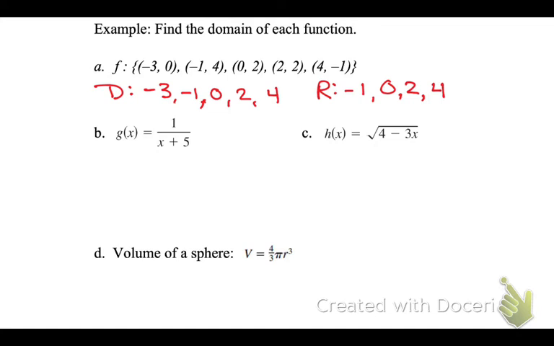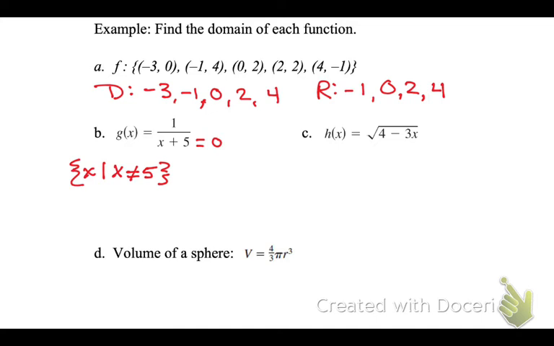So, how are you going to find the domain on B? 1 over x plus 5. Why don't we do what we did before, where we just did x plus 5 and set it equal to 0? Yep. X plus 5 equals 0, so what can't x be? -5. Can't be -5. So x such that, do we want both? Do you guys want me to do interval notation too? No. Okay.